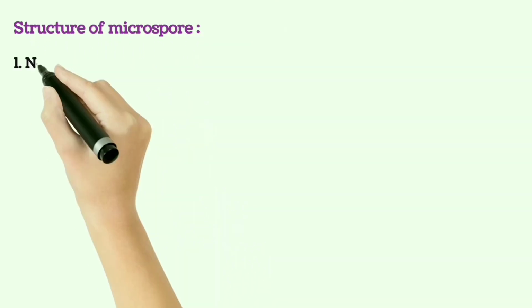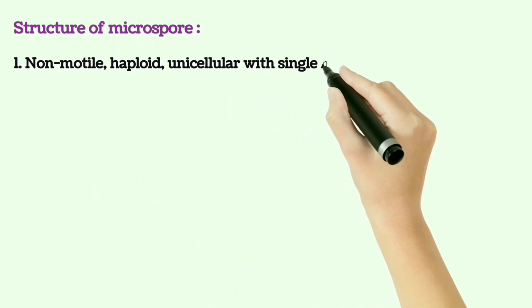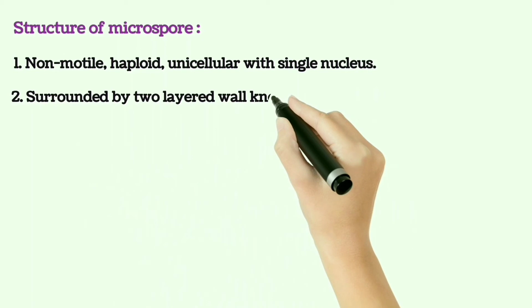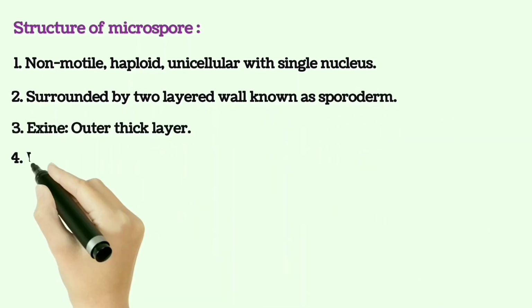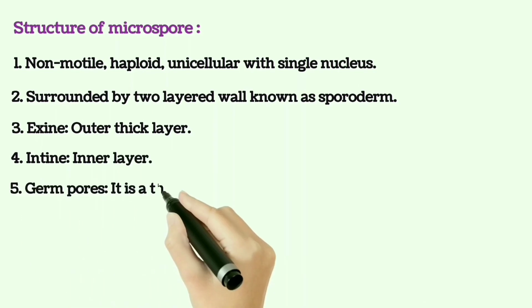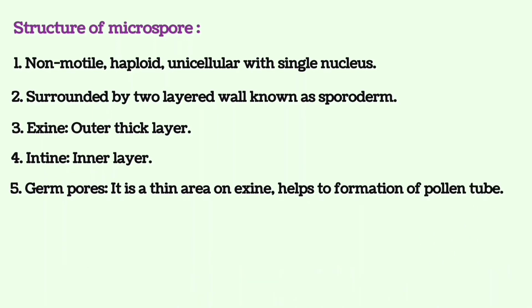The developed microspore or pollen grain is a non-motile, unicellular, uninucleate cell, which is surrounded by a two-layered wall known as sporoderm. The exine is the outermost thick layer and the intine is the inner layer of the pollen grain. Then there is the germ pore. It is a thin area present on the exine which helps in formation of the pollen tube.